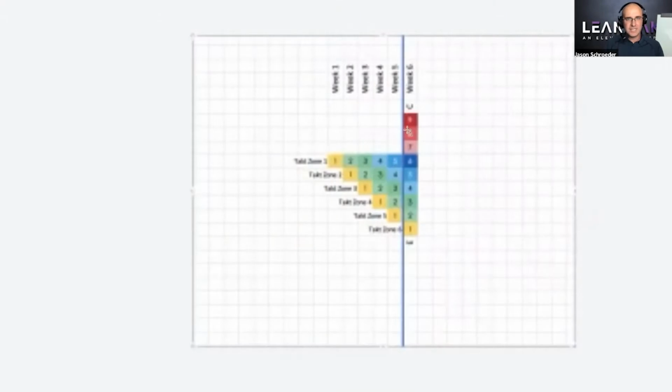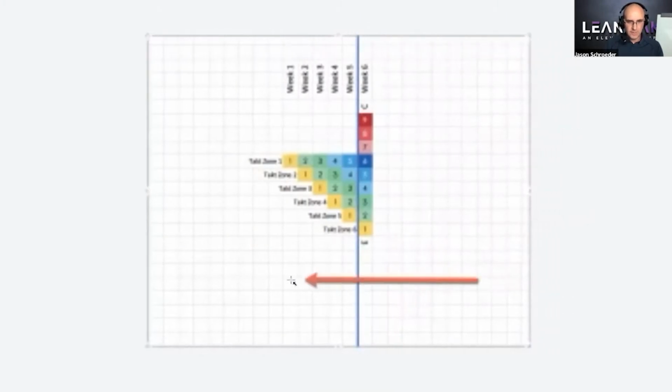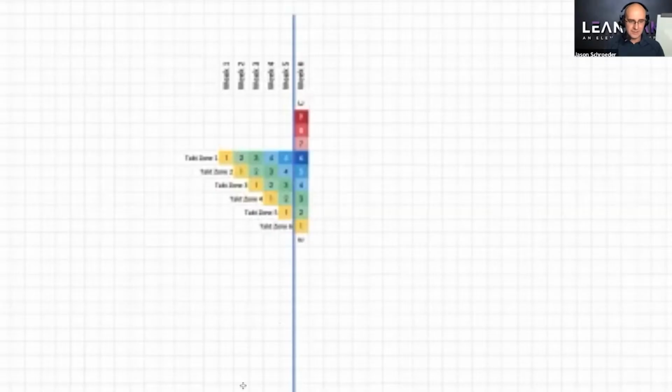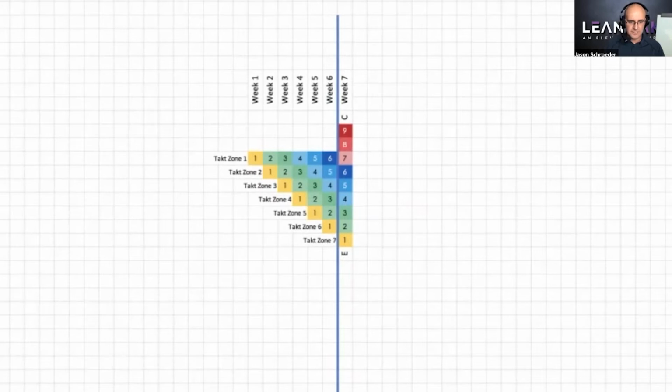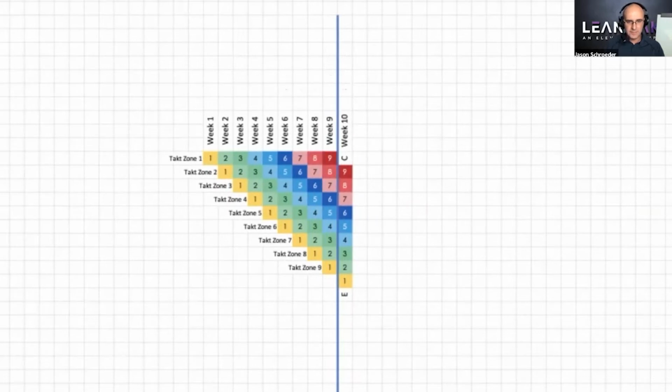What I'm saying is a takt plan is just a record in time of where that train was by location in the various weeks. But the actual train is running through the locations. It's running down the page. And so this is really a key thing to understand. I'll showcase this in a minute. So week 7, week 8, week 9, week 10, week 11, week 12.